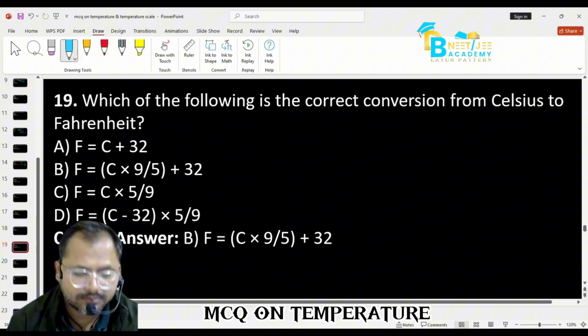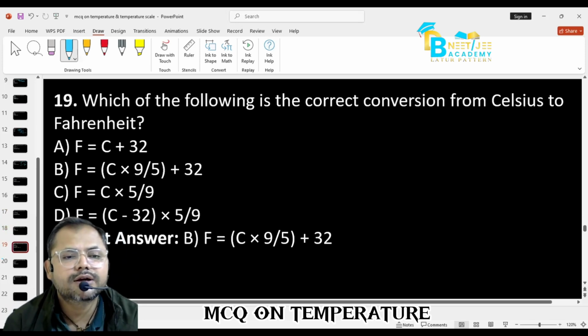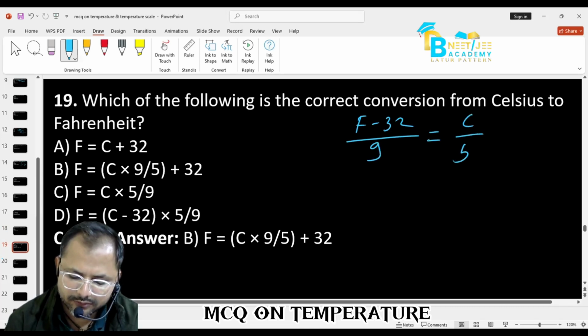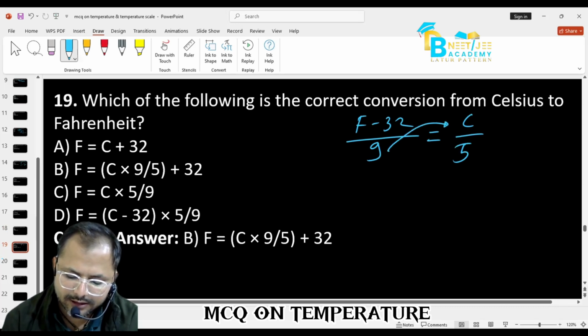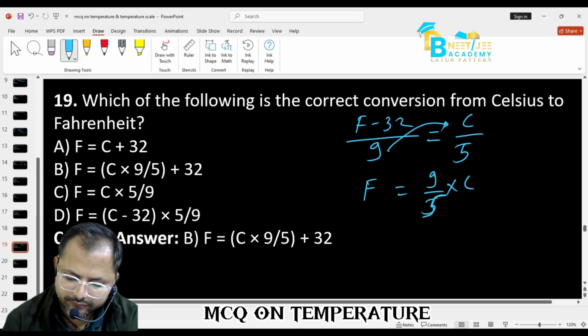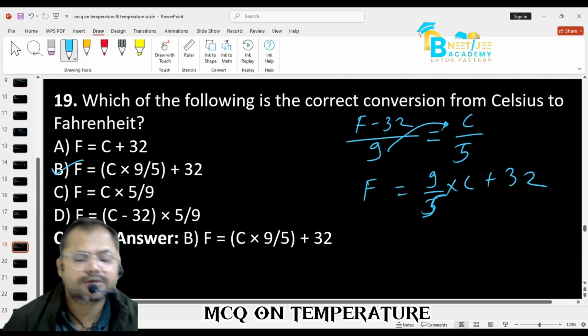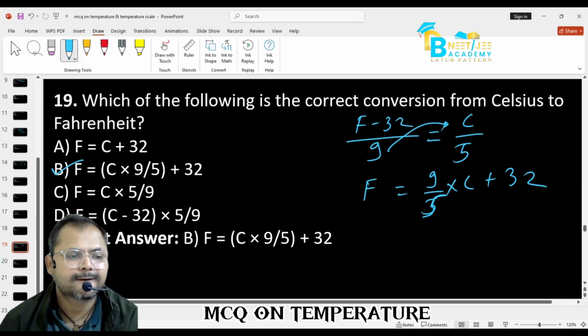आताच फॉर्म्युला बघितला आपण. Which of the following is the correct conversion from Celsius to Fahrenheit? आताच बघितलेलं होतं आपण. (F minus 32) upon 9 equal to C divided by 5. हे 9 इकडे जाणार, बरोबर. 9/5 into C plus 32. Option B is the correct answer. Simple formula is there.